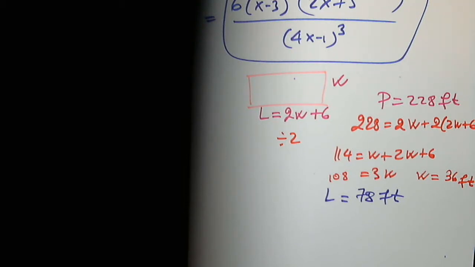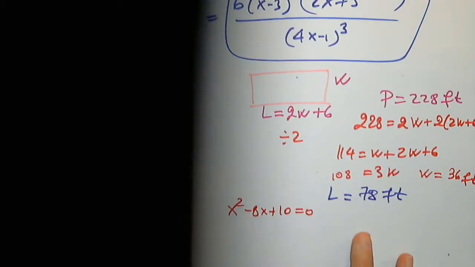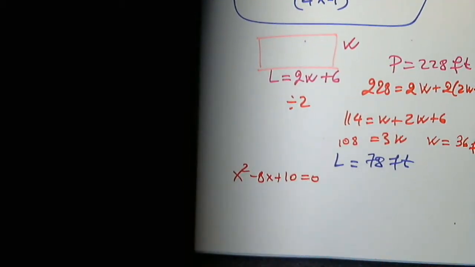Anything else? 1C, completing the square. Yes. Let's work on completing the square. You said 1C. Very good. In 1C, we have x squared minus 8x plus 10. Good. First step, please. We're asked to complete the square.